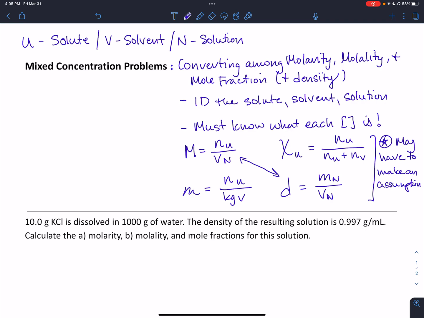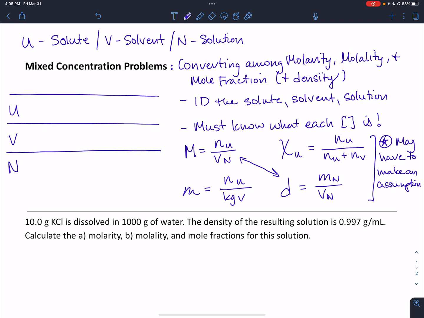Now for me, I also find that these problems can be very confusing in terms of what I know and what I need to find out. So I like a table. I'm a big fan of tables. I split my table into 3 rows, which I label U, V, and N. The U again stands for solute, the V stands for solvent, and the N stands for solution.